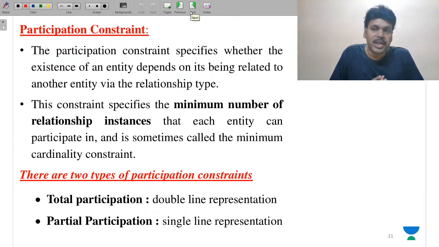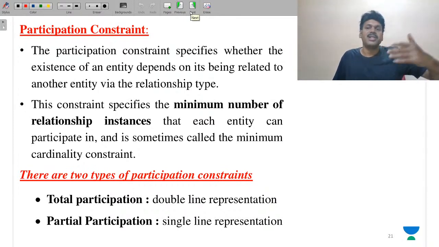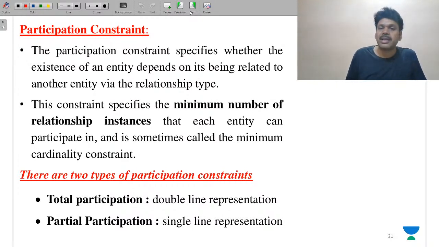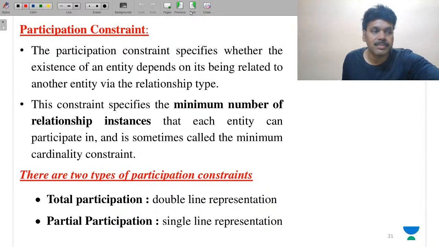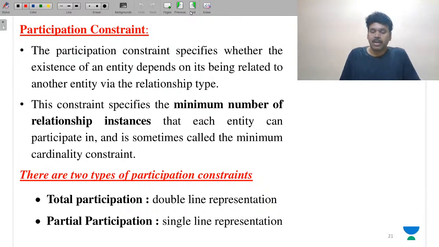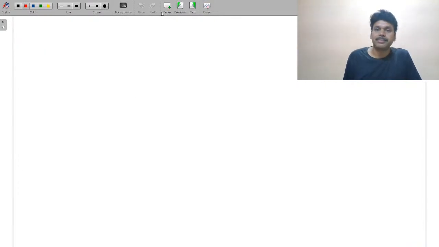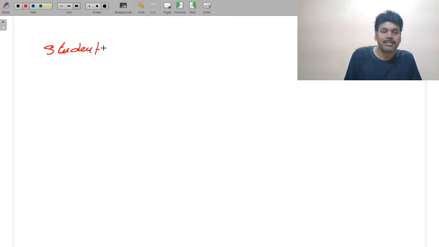Now we come to a very complicated thing. So cardinality is very easy to identify, but participation constraints are difficult to understand and digest. So let me tell you one real-time case, then we go for a definition of participation constraints. Now you see, let me give you one real-time example. For participation constraint I am talking. There is a student instance and there is a project instance.